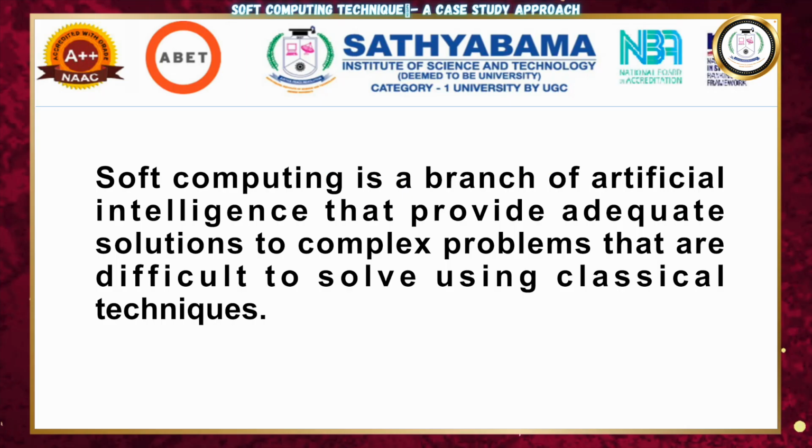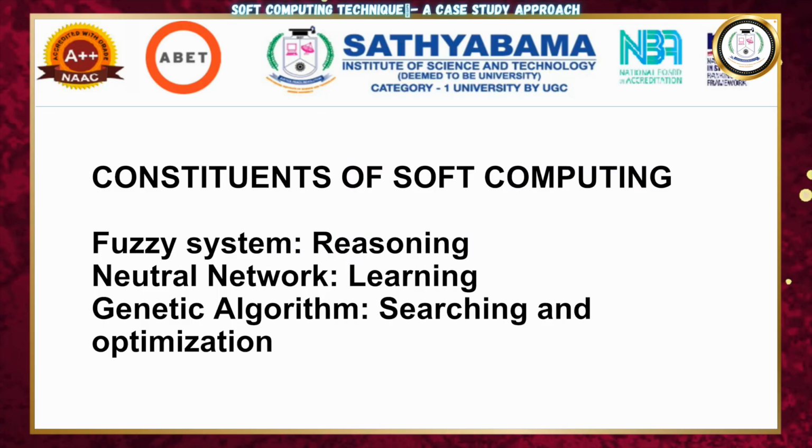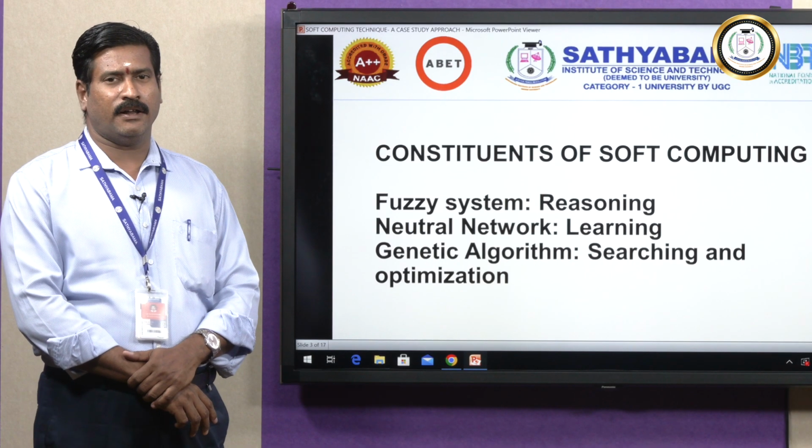So soft computing is a branch of artificial intelligence. It provides adequate solutions to complex problems which are not solved by the classical methods. So what are the constituents of soft computing? The constituents of soft computing are fuzzy logic, neural network and genetic algorithm.